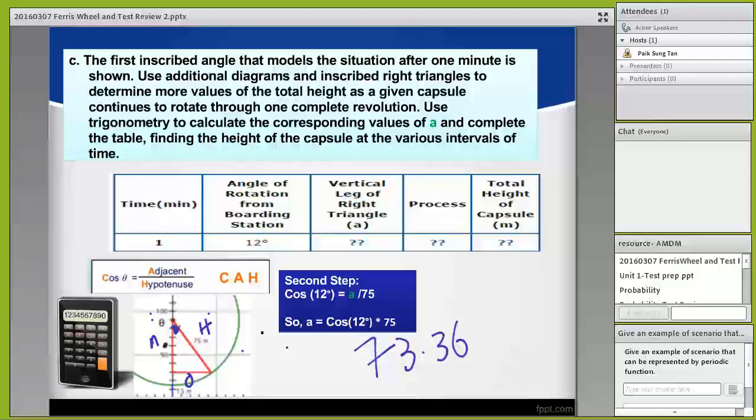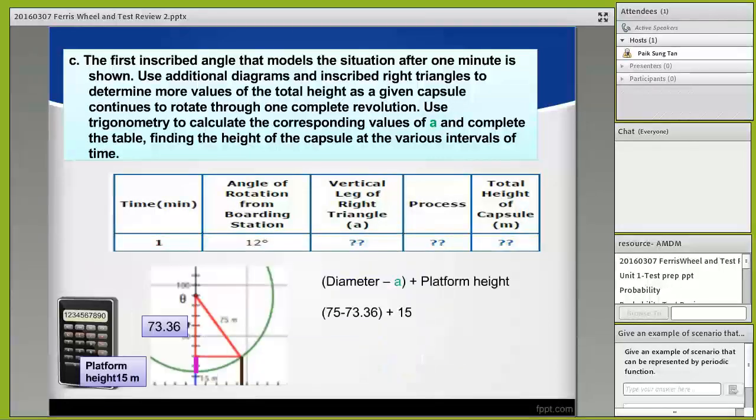$73.36. The answer here. Okay. So using that, we are going to move on to calculate the total height of the capsule.